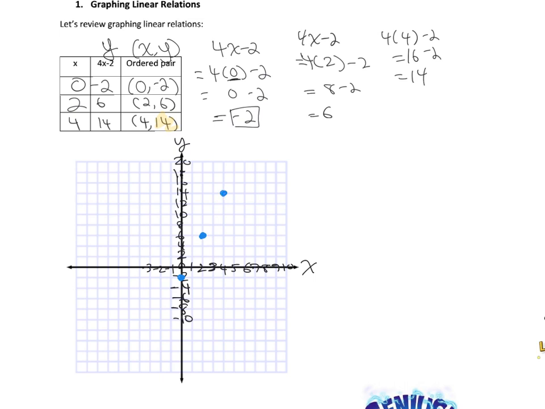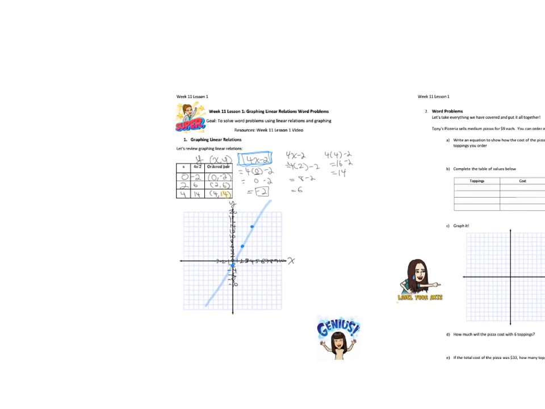But I'm not done because this is a linear relation. Because 4x minus 2 is what we're given, x can be any value. So it means that I can connect these points with a line, and the relation is represented by the line because x can be any number on the graph. We just chose 0, 2, and 4 to figure out what points are on this line. But this line is telling us the relationship between the x and the change in y as x changes.